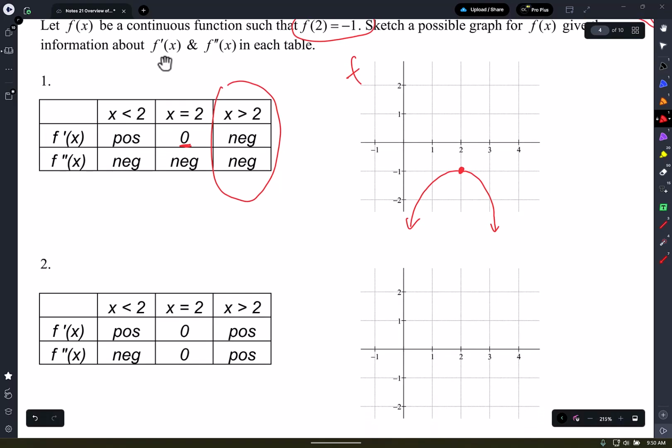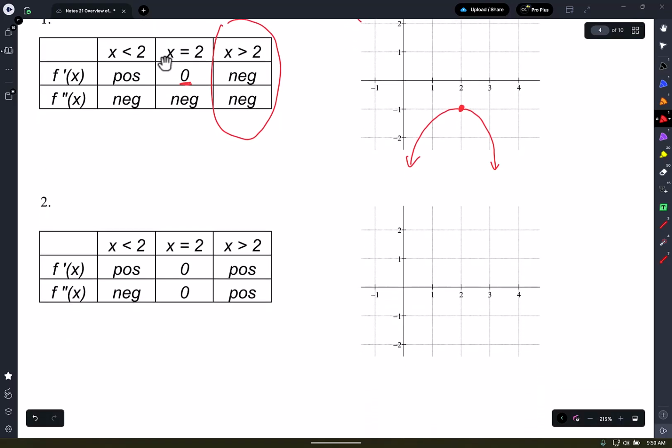Is this helping? Okay, first thing I'm going to do: plot the point. What point am I plotting? (2, negative 1). Well, call this whole function f. All right, to the left of that point, f prime is positive and f double prime is negative. So I am increasing with what concavity? Concave down. So the same as before: increasing concave down, with a horizontal tangent right at 2. And now, greater than 2, f prime is positive and f double prime is positive. Increasing concave down. Sorry, concave up. There it is.